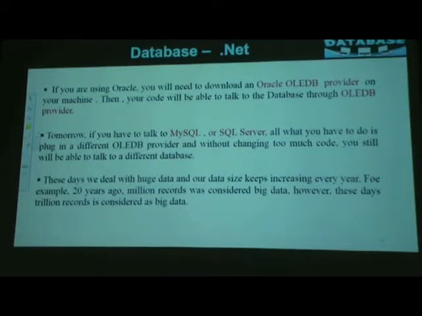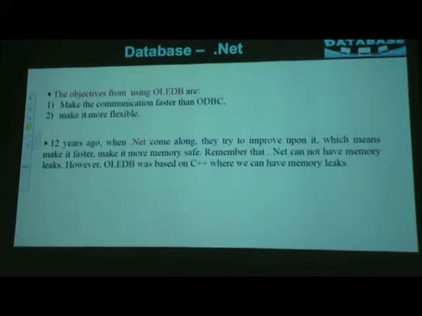These days, we deal with huge data, and our data size keeps increasing every year. For example, 20 years ago, a million records were considered big data. However, these days, a trillion records is considered big data. The objectives from using OLEDB are, first, to make the communication faster than ODBC, and second, to make it more flexible. 12 years ago, when .NET came along, they tried to improve upon it, which means make it faster and more memory safe. Remember that .NET cannot have memory leaks. However, OLEDB was based on C++, where we can have memory leaks.